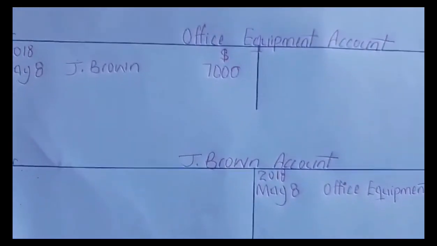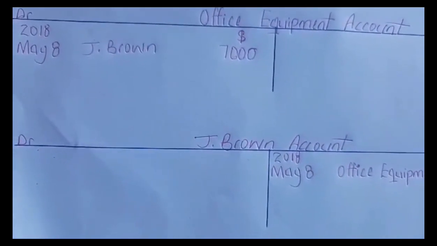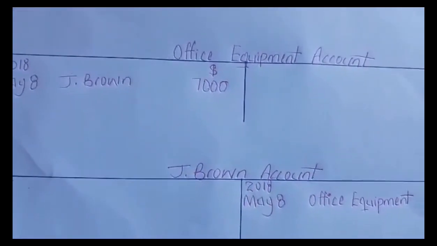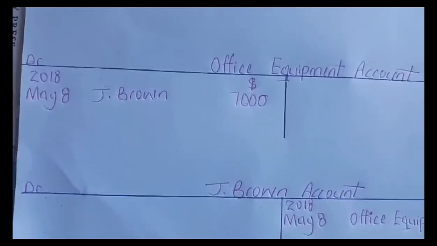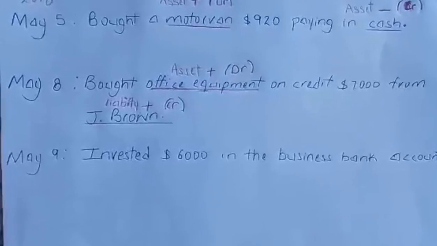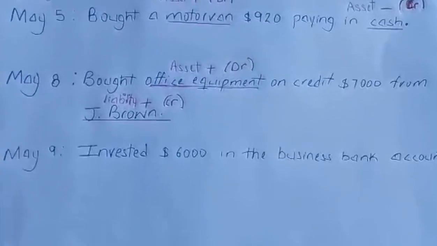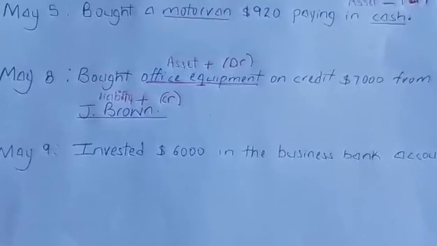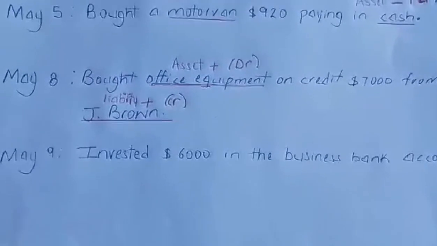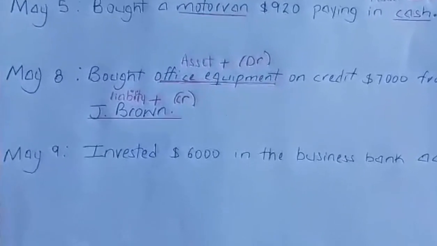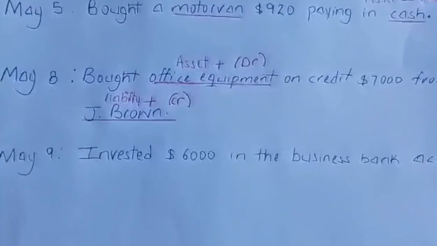And remember now, the rule for double entry says that in every transaction, one account must be debited and the other must be credited. So we can't have the two of them being on the debit side, and we can't have the two of them being recorded on the credit side. So now we are on to the final transaction. On May 9, the transaction reads, invested $6,000 in the business bank account. So now we are going to identify the two accounts that are being affected in this transaction.